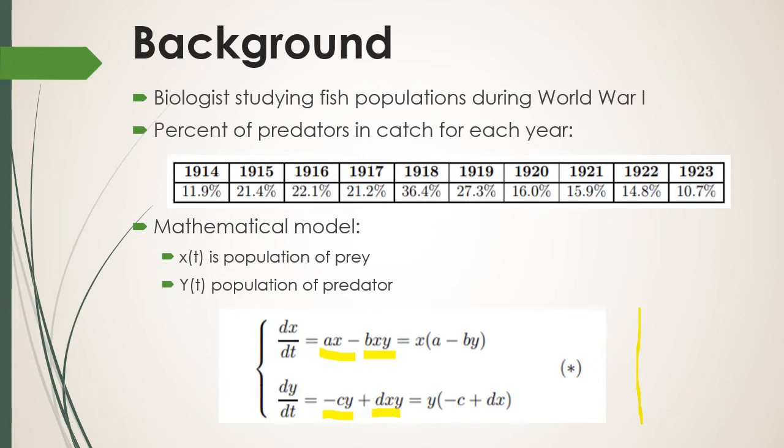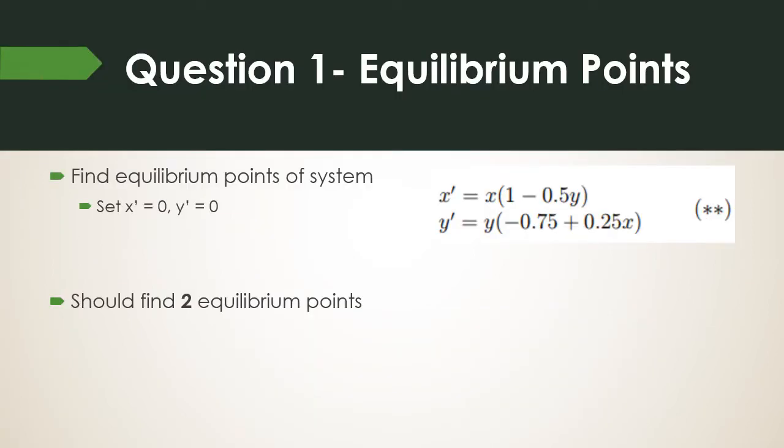And so xy is just the number of encounters. It's a very similar situation to the previous one, but the more encounters there are, the more the predator gets to eat because they see more prey. And so that's why we have the second equation over here. So this is the model that we're going to work with throughout the lab.